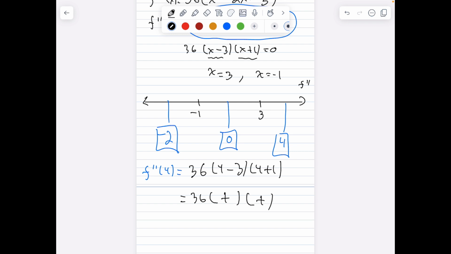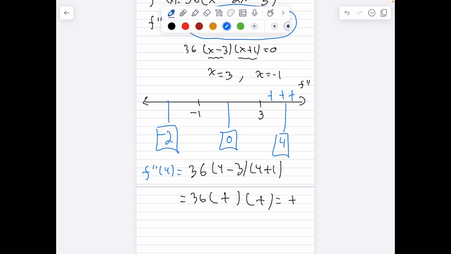At the end of the day, I don't care what number I get when I plug these values in. I care about the sign. So 36 is positive times a positive times a positive. That all comes to be something positive. So I'm going to put a little bunch of positives here.